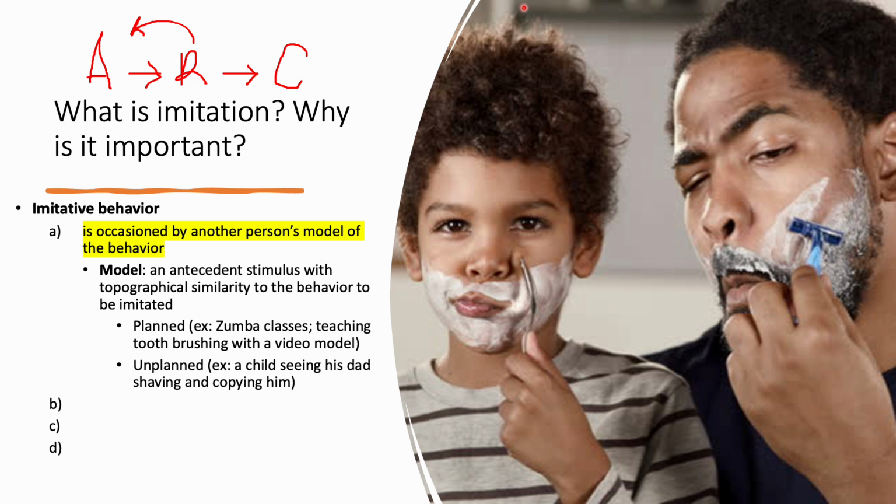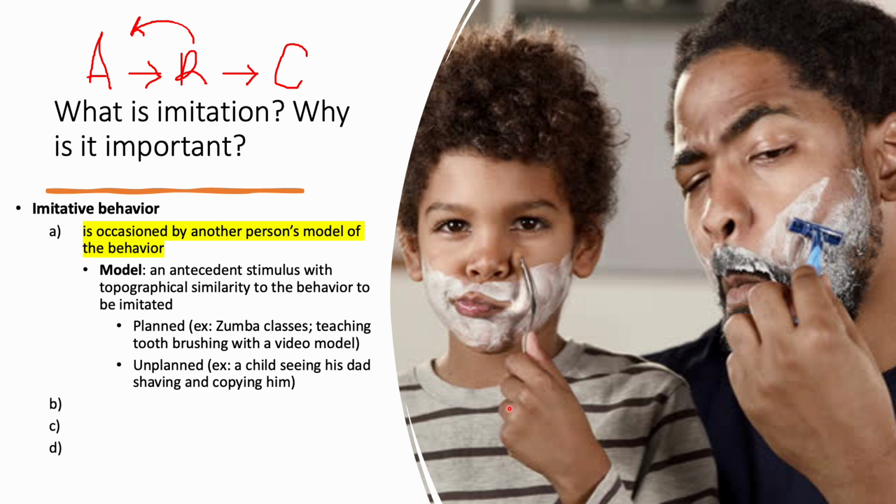So an unplanned model would be like, if I'm just going about my day-to-day and my son sees me pour some water in a plant, and then he comes right after me and he also pours some water in a plant. This is not something that I ever instructed him to do. He simply observed me doing this and he went ahead and did it himself. So that's an example of an unplanned model. It is seen in typical child development. Another example I have here on the slide for you guys is a dad that's shaving and the child is shaving also.